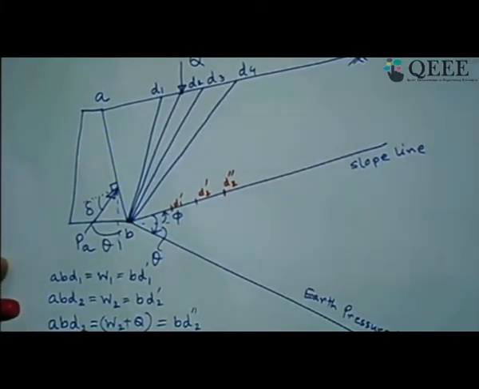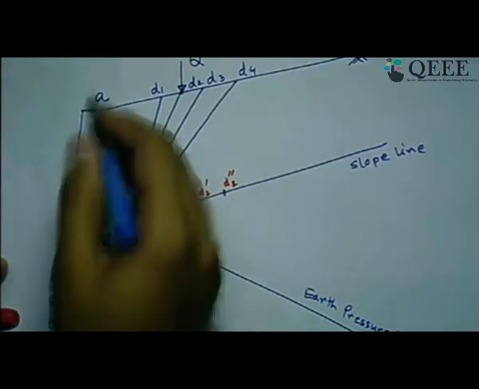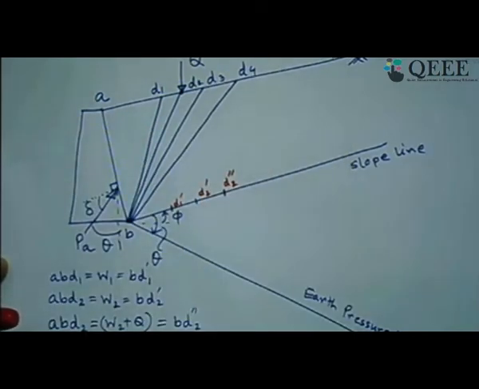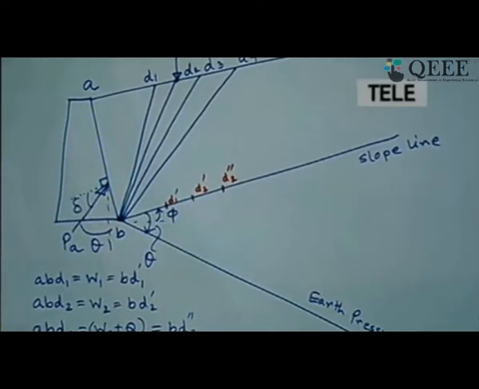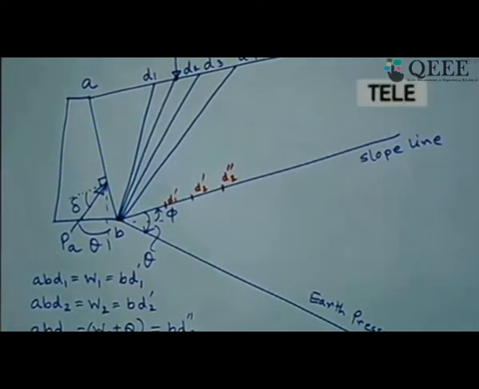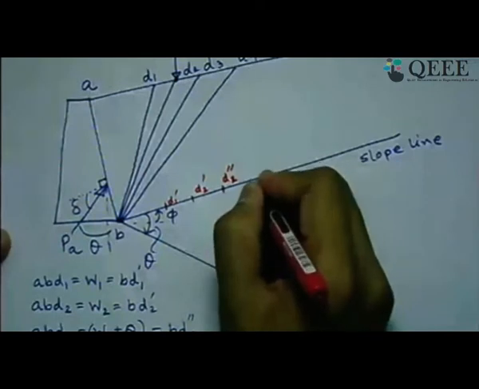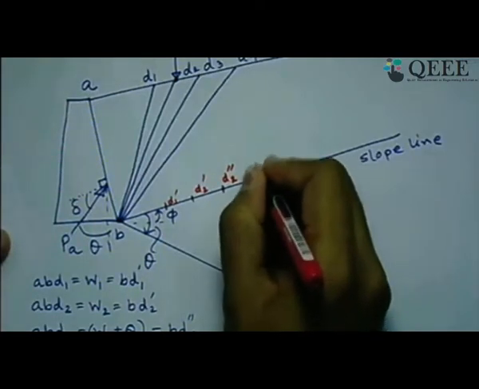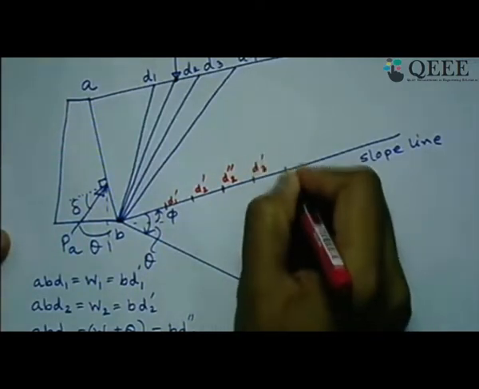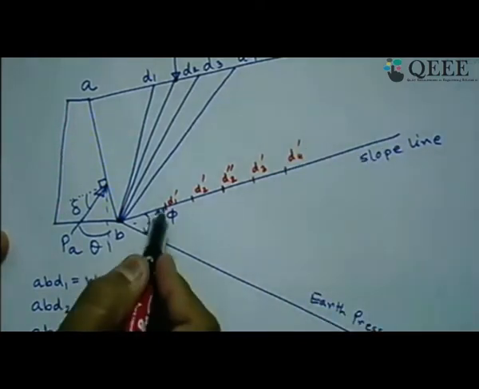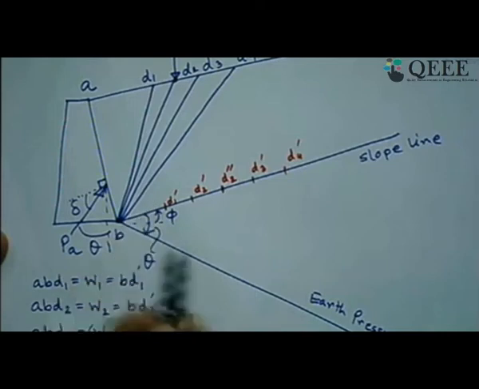And ABD4, this zone ABD4 will have W4 due to unit weight plus this line load, which let us say BD4 dash. So let us plot this on this line. So this will be, let us say, D3 dash, and let us say this is D4 dash. So what we should do, like last time what we did, the same thing we will apply.